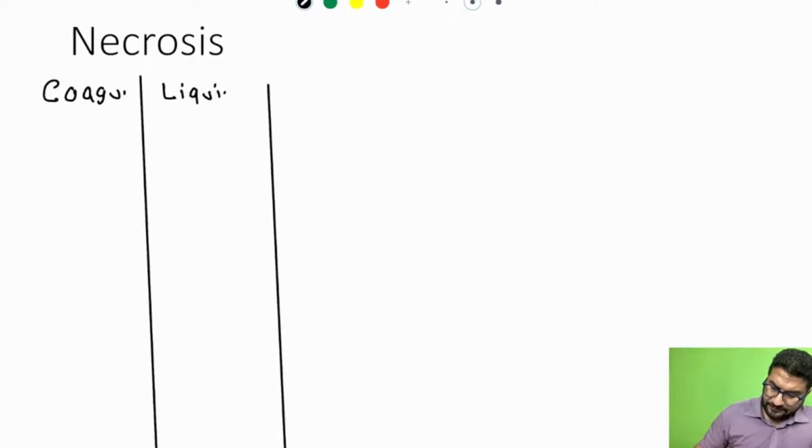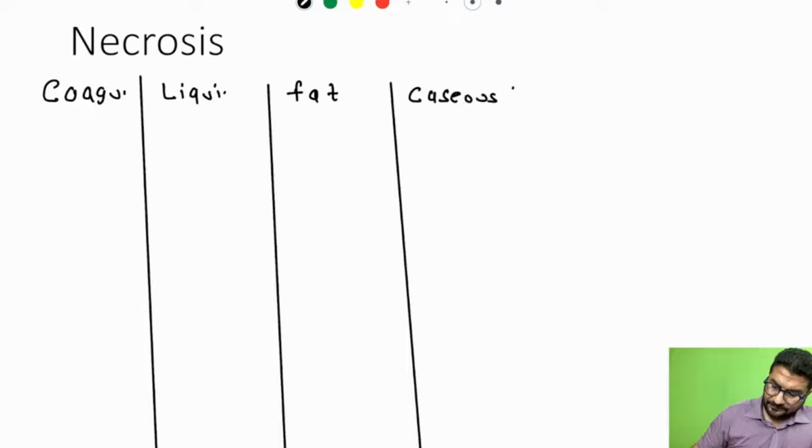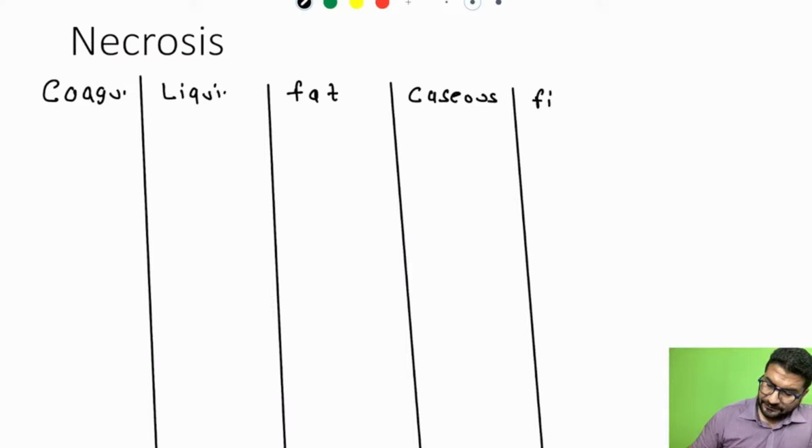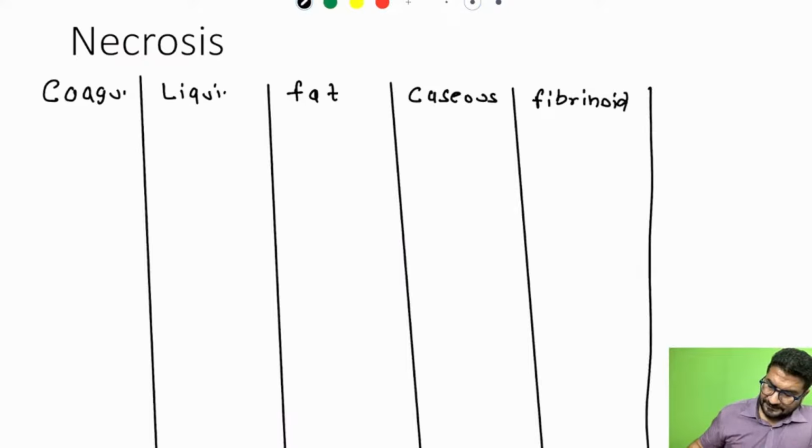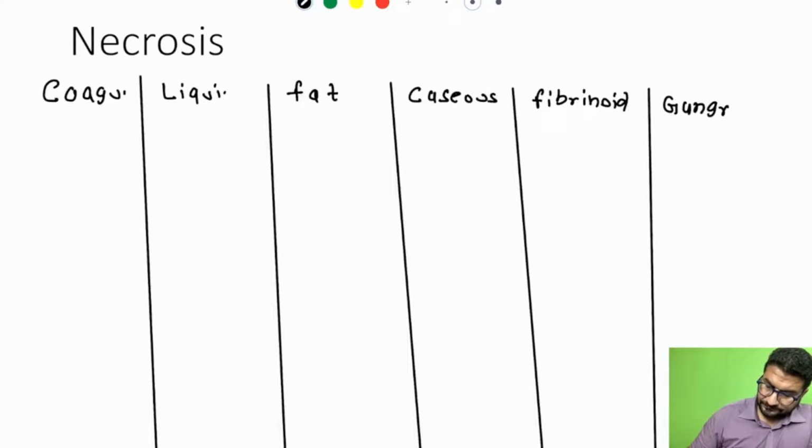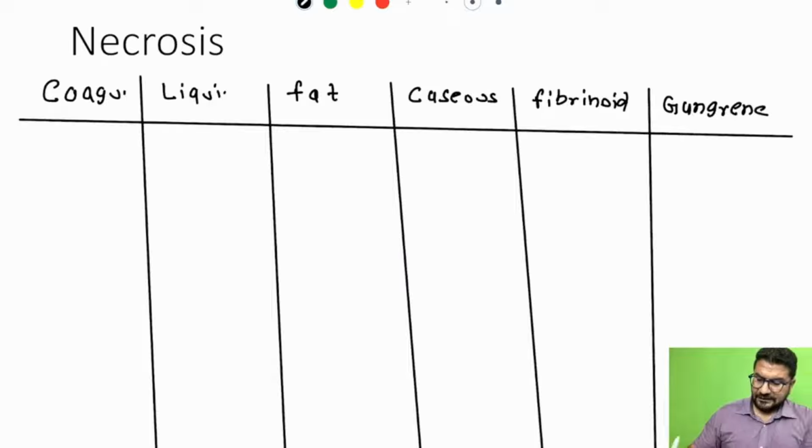Third necrosis I told you about is fat necrosis. Fourth one will be caseous necrosis. Fifth will be fibrinoid necrosis, and sixth will be gangrene, or gangrenous necrosis. So these are the total 6 types of necrosis. So first let's talk about the mechanism of coagulative necrosis.